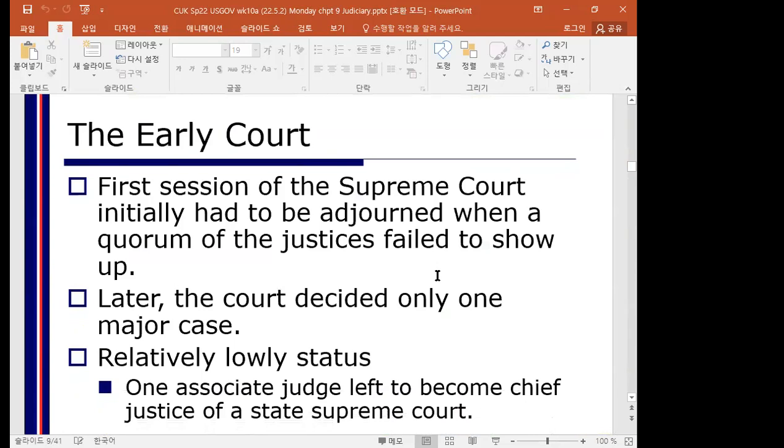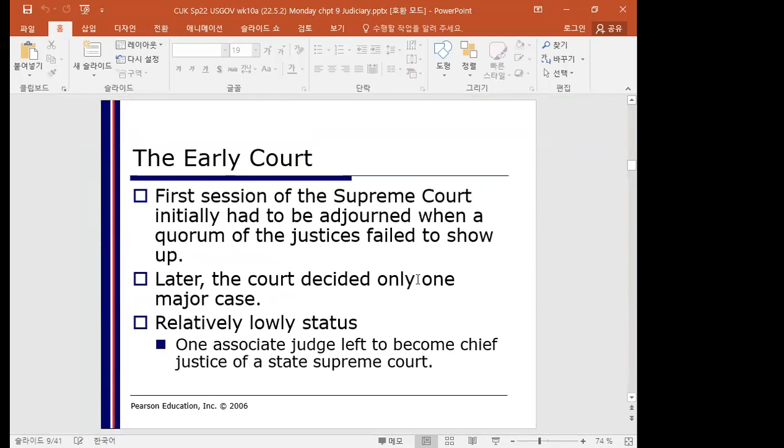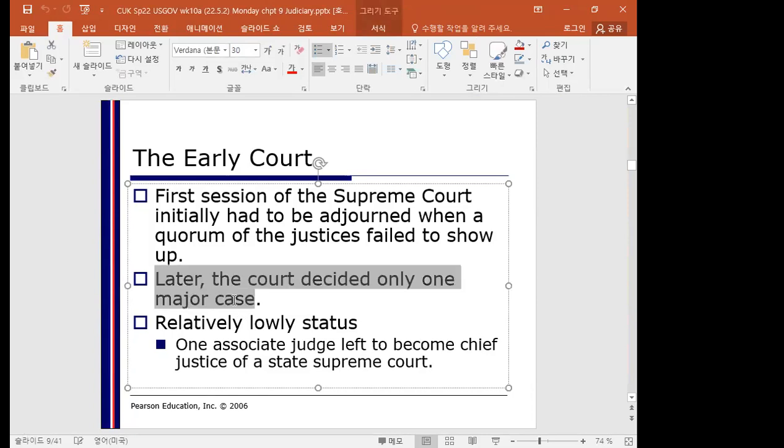So the Supreme Court was not considered a high-profile, high-controversy topic as it is today. When the first session of the Supreme Court initially had to be adjourned, a quorum of the justices, the minimum number that had to attend, failed to show up. Later, the Supreme Court decided only one major case. It was a relatively low status. One associate judge on the first Supreme Court left to become a chief justice of the state Supreme Court. So that was typically the case in the early 19th century.